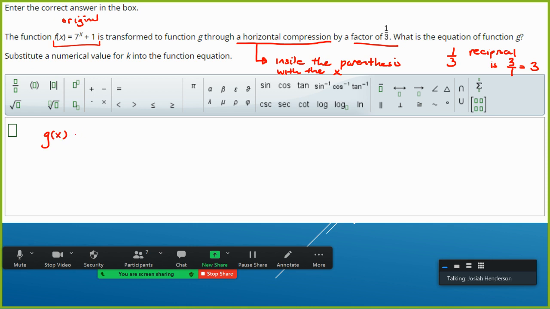g of x. Why is it g of x? Because they're calling it a function g for this changed version. So g of x is equal to 7 to the 3 times x plus 1. Nothing's going to change to the plus 1 because we want to do a horizontal, and that means it's just going to apply up here where our x is.